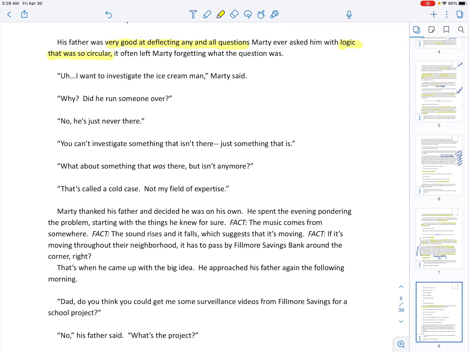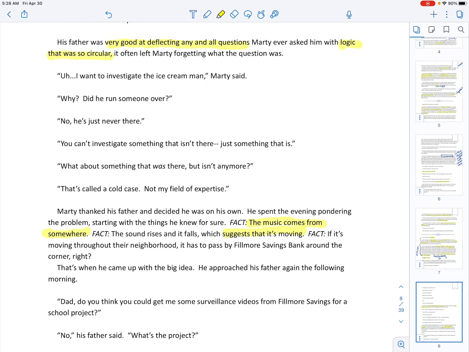He spent that evening pondering the problem, starting with the things he knew for sure. Fact. The music comes from somewhere. Fact. The sound rises and it falls, which suggests that it's moving. Fact. If it's moving throughout their neighborhood, it has to pass by Fillmore Savings Bank around the corner, right? And that's when he came up with the big idea.